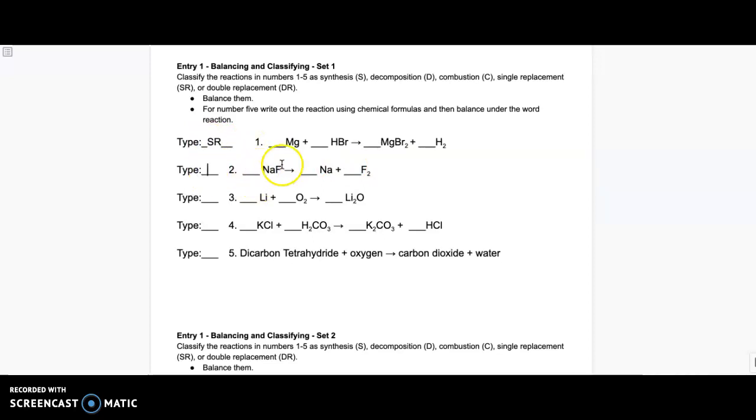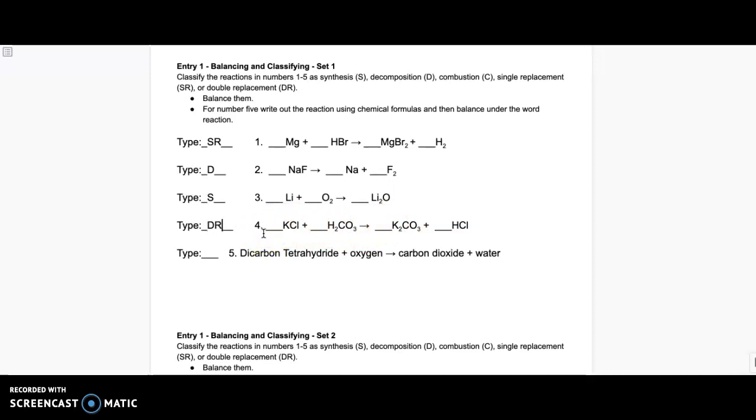Okay. Number 2, I got one reactant telling me it is decomposition. Okay. Number 3, I get one product. Notice I got 2 elements, and in entry 2, that's going to be a big key for us here, telling me that that is synthesis. 4, I got 2 compounds here, KCl and H2CO3, potassium chloride and carbonic acid. And then the K and the H switch what they're attached to. The K goes with CO3 over here, and H goes with Cl. That is called double replacement.